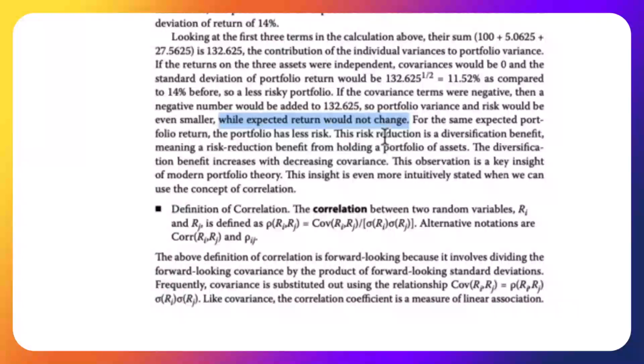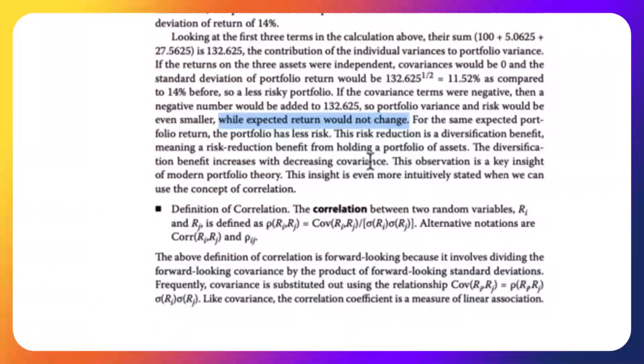This risk reduction is a diversification benefit, meaning a risk reduction benefit from holding a portfolio of assets. The diversification benefit increases with decreasing covariance. Not true. That's not entirely true. Let me explain why. If that were true, then it would be my job to find assets with the greatest negative covariance. And remember now, the sign of the covariance determines the sign of the correlation. So the greatest negative covariance I can get is one that creates the lowest negative correlation, -1.